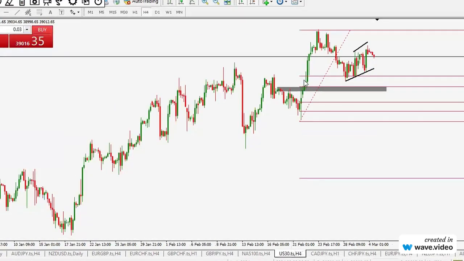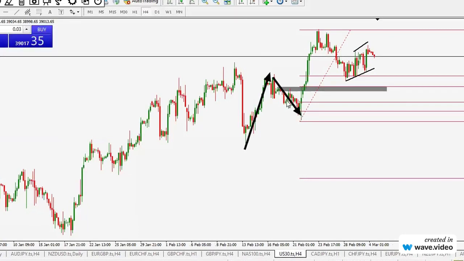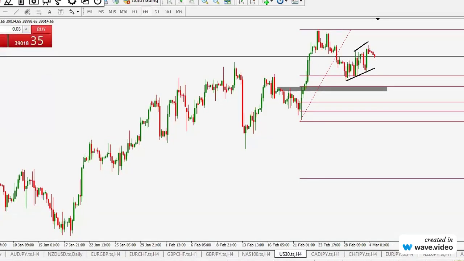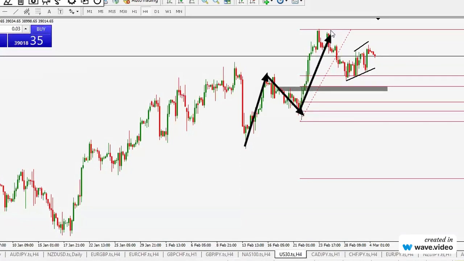And then US30. On US30, we also had a huge movement. As you can see, we had this movement here, and then it gave us this correction. Currently, I'm on H4. We had this movement here. It gave us a correction, an impulsive move followed by a correction. We had another impulsive move, and look at this, the price came and retraced in here.